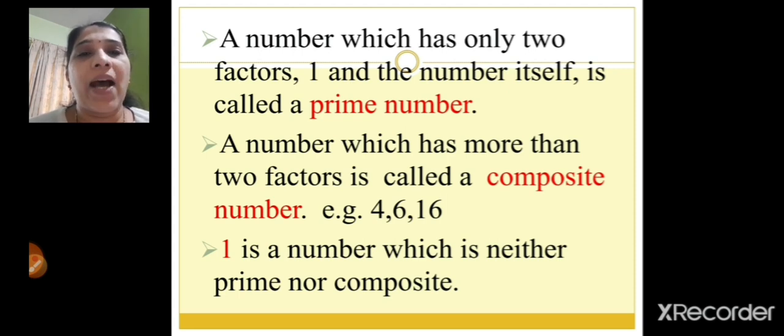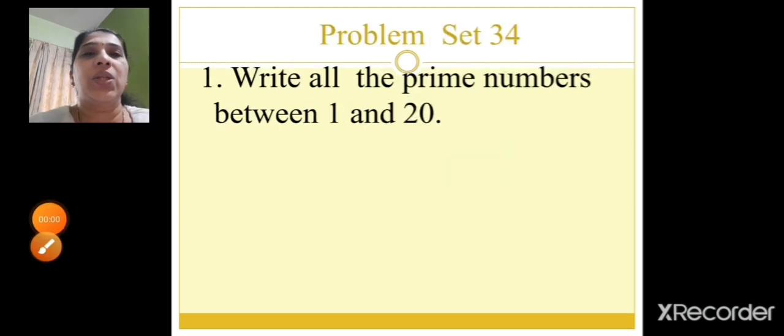And the number 1, it is neither composite nor prime, right? Because 1 has only one factor. So a prime number has 2 factors and a composite number has more than 2 factors, right? So 1 is neither prime nor composite. So I hope, students, you have understood the difference between the prime number and the composite number. So let's start, children, with problem set 34.